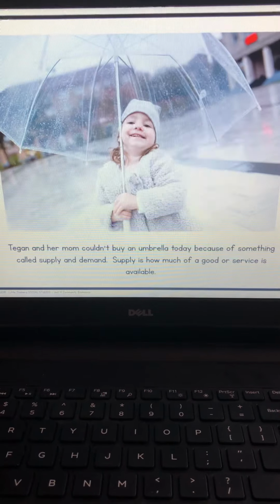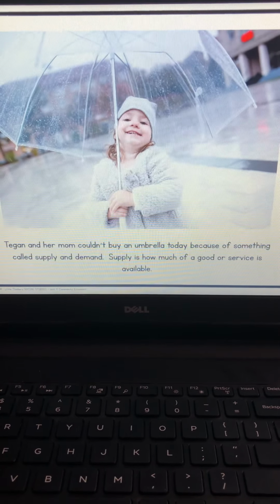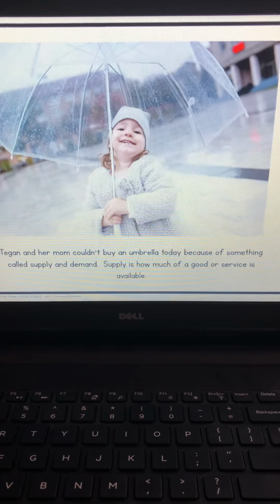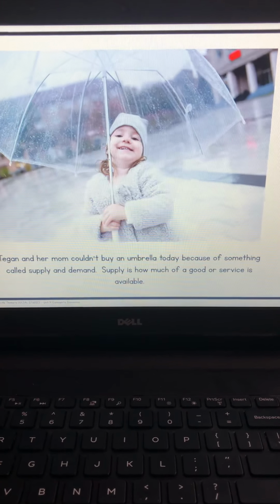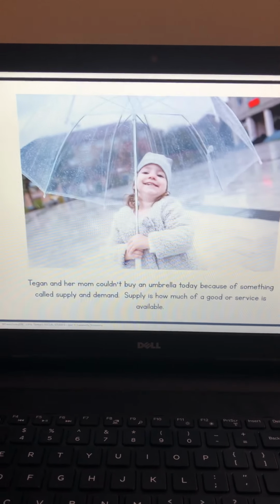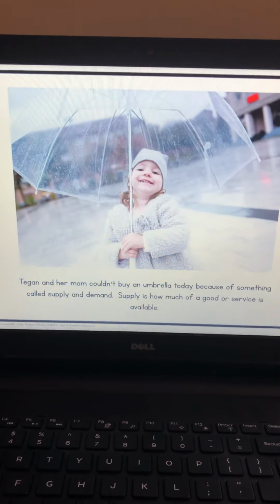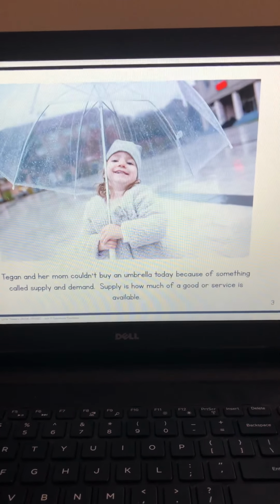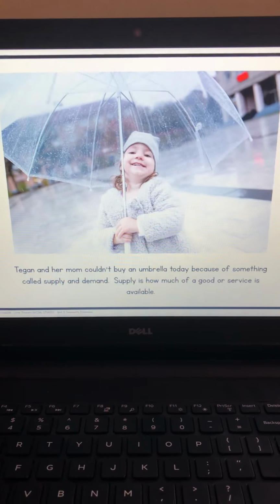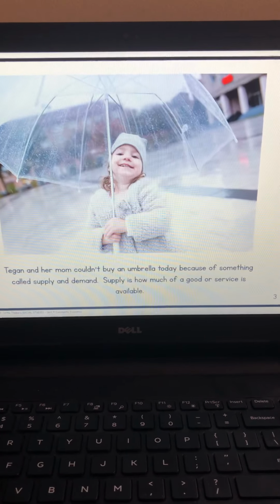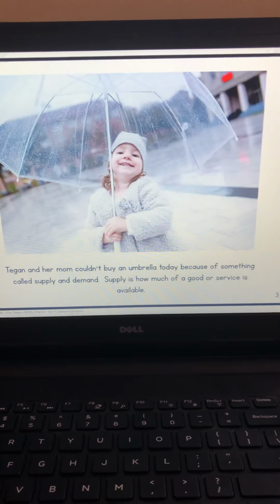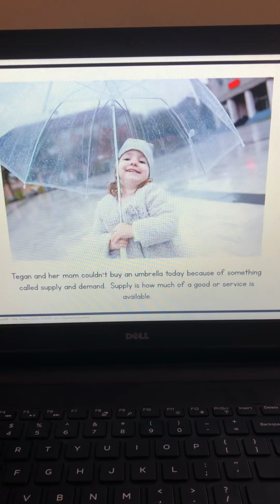Tegan and her mom couldn't buy an umbrella today because of something called supply and demand. Supply is how much of a good or service is available. Here's another way to think of it. Imagine you had a store that sold apples. If you only had one apple left, then your supply is one apple. That's a very low supply because that's not a lot of apples. But if you have 100 apples left, then your supply is 100 apples. And that is a high supply. You have a lot of apples.